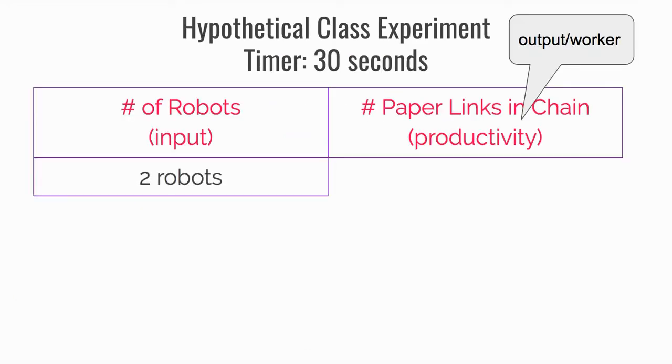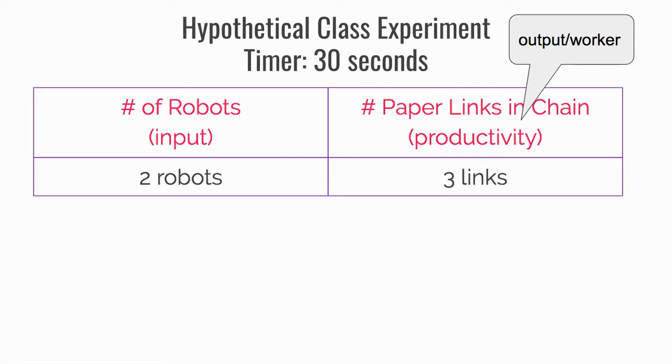I bet Jet would raise his hand and so would Emma. So they are our first 2 robots. And they have 30 seconds to make as long a paper chain as possible. You guys have 30 seconds. Go! Okay, looks like they've made 3 links in 30 seconds.